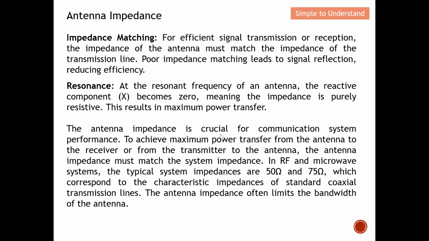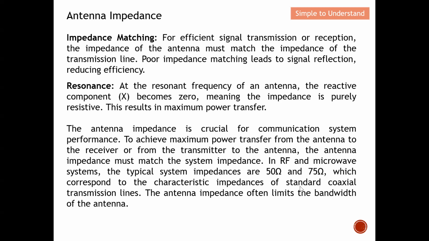The antenna impedance is critical for communication system performance. To achieve maximum power transfer from the antenna to the receiver, or from the transmitter to the antenna, the antenna impedance must match the system impedance, which I have emphasized many times. In RF and microwave systems, the typical system impedance is 50 ohm. I would say 50 ohm is much more common compared to 75 ohm. Most equipment has a source impedance of 50 ohm.